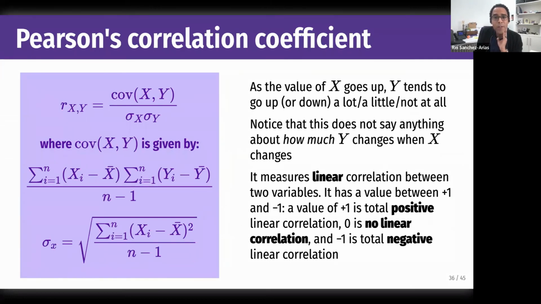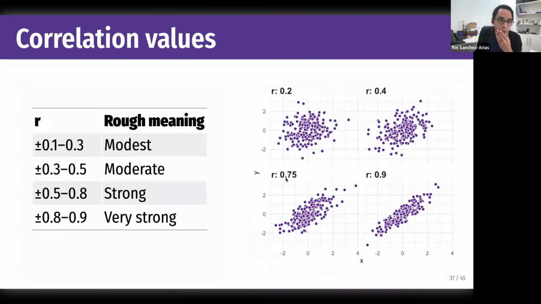And what we want to check is, for example, if as the value of X goes up, Y tends to go up. And if it goes up or down, by how much? Is it a lot, a little, or not at all, right? So this Pearson's correlation coefficient measures linear correlation between two variables, and it has a value between -1 and 1, right? And if it's 0, then there's no correlation between X and Y. Roughly, a correlation coefficient close to 0.8 may be strong, and between 0.1 and 0.3 may be modest, right?